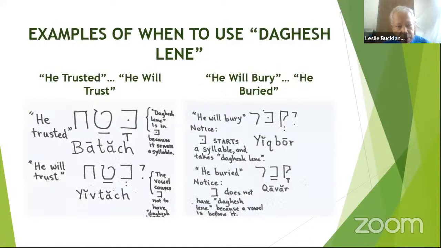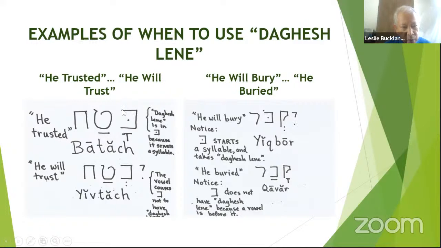Now let us look at examples of when to use Dagesh Lenny. Here is a word, batak. Batak. He trusted. Now notice that Dagesh Lenny is in Beth. Notice it is in the middle of the consonant. It's in the heart or the center of a consonant. Let us pretend that this hole has been made because there has been a piercing of the Beth. So you see a hole in the middle. So there is a weak piercing right here.